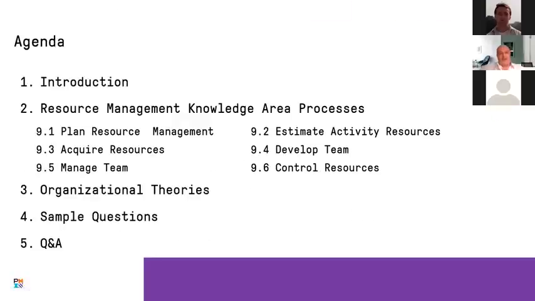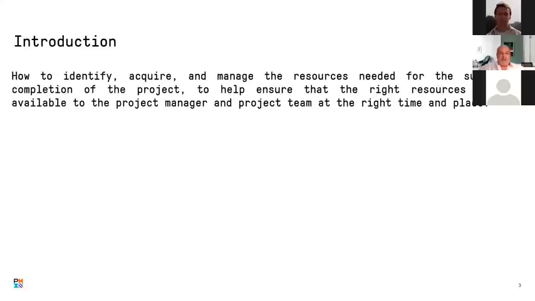Today we are going to talk about the introduction, of course, and what the knowledge area is. We have 6 processes out of the 49 processes of the PMBOK 6. We have 6 processes here that we are talking about in this knowledge area, and we are going to talk about organizational theories as well, which is a main part in resource management. We're going to look at a few sample questions, and then we are going to open the room for the Q&As.